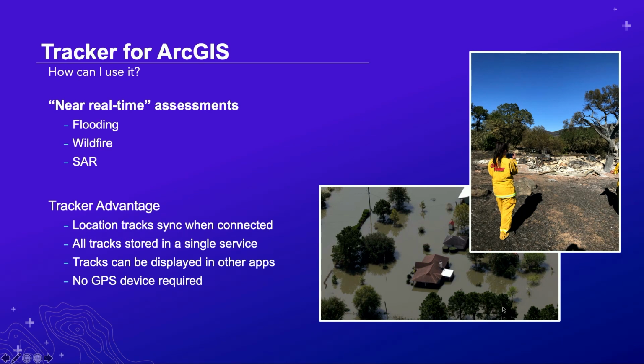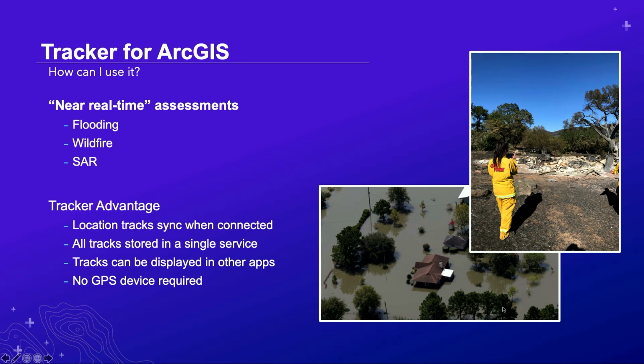The Tracker advantage to this is that location tracks work whether you're connected or disconnected. And when you do gain connectivity, they're synced back automatically for you. So those operations supervisors can see in near real time as information is collected and where those assessors have gone. It's all managed in a single service for them automatically. There's no data massaging where you have to bring that information forward.